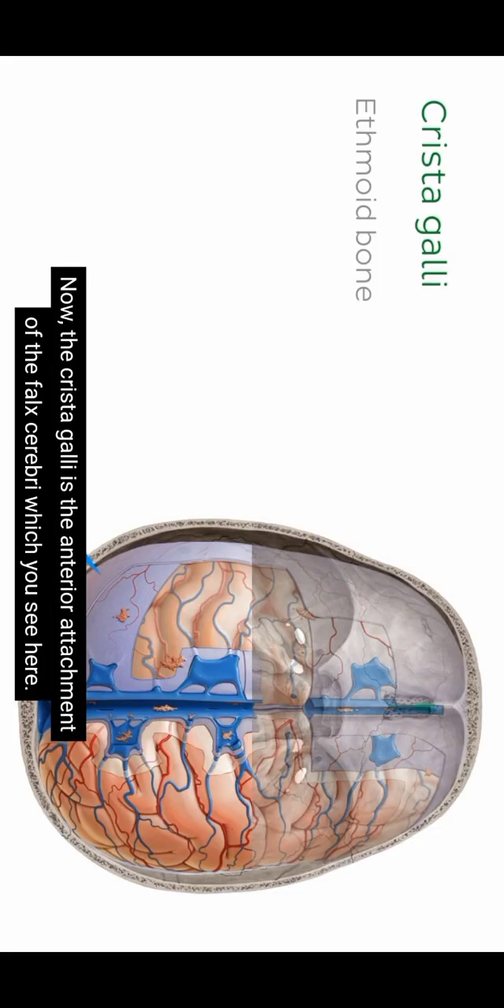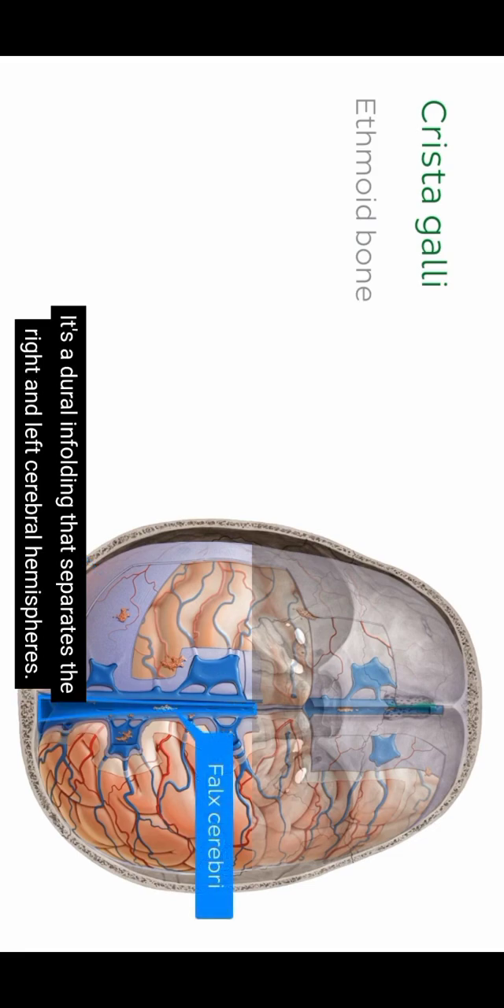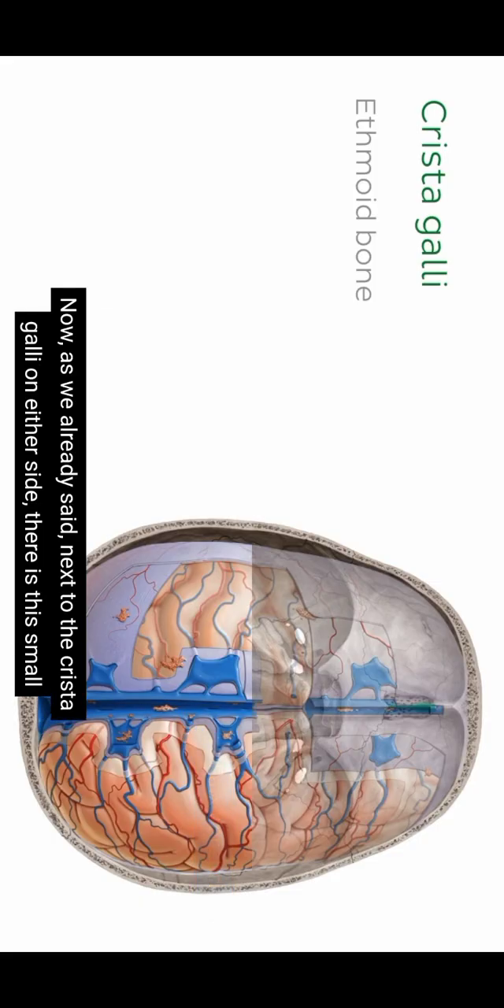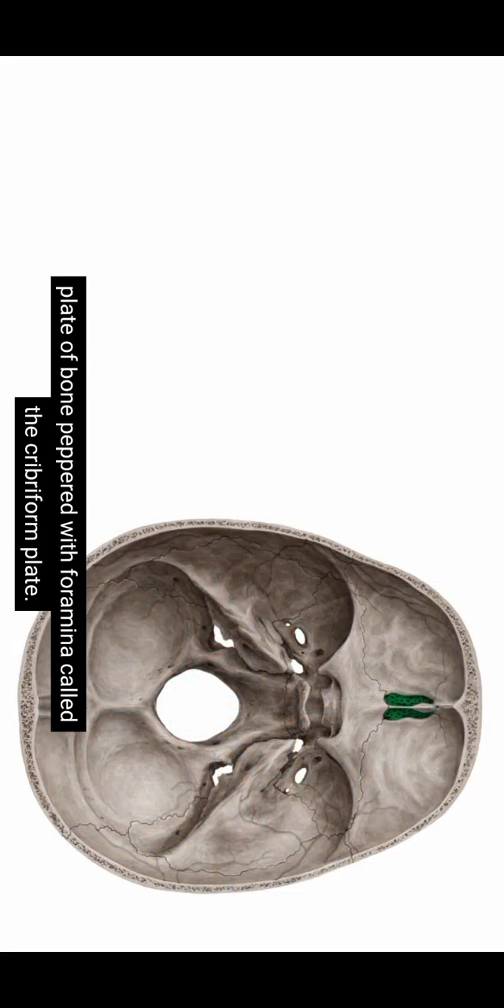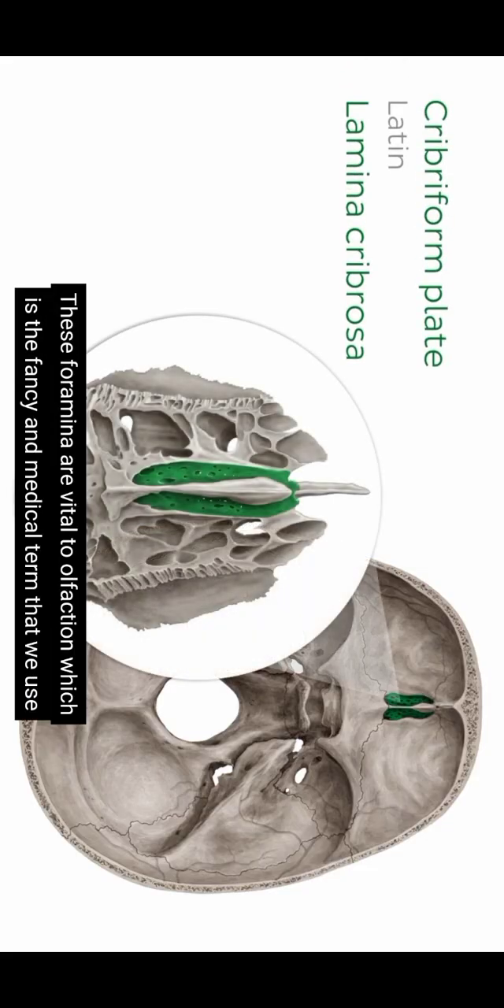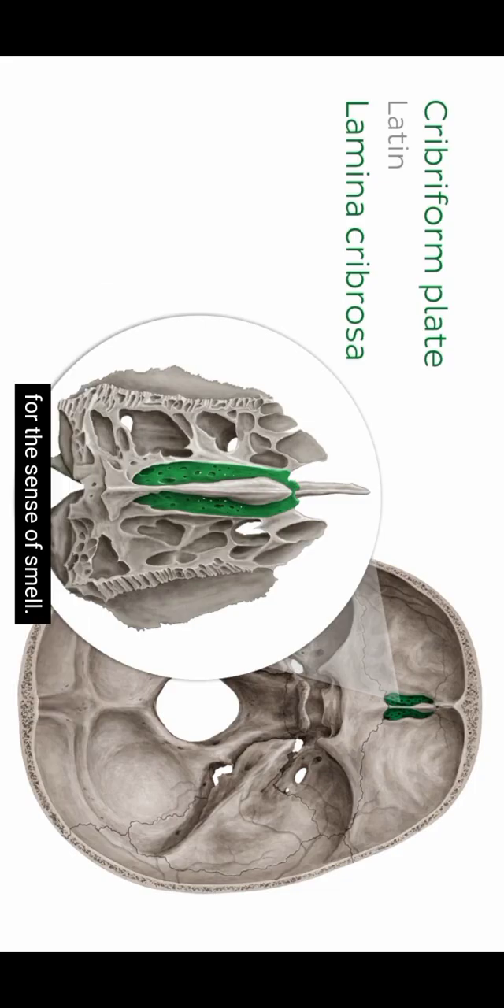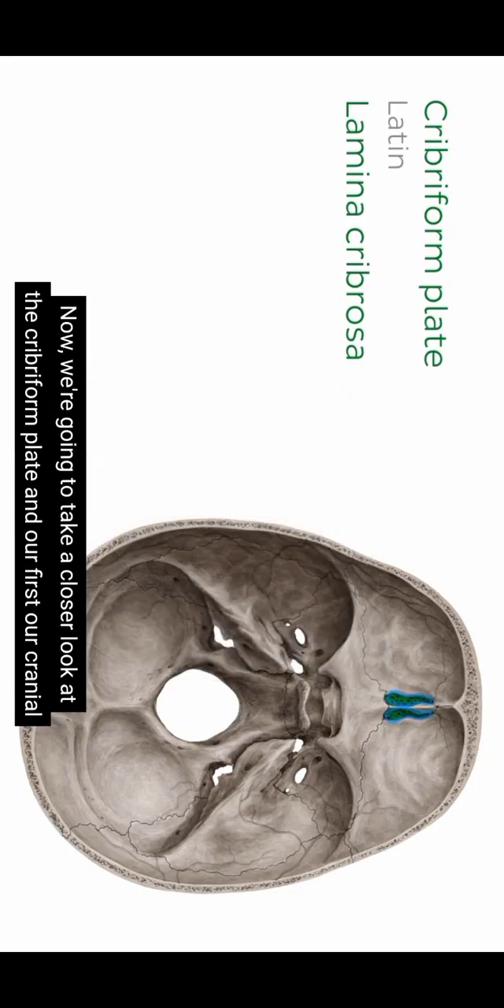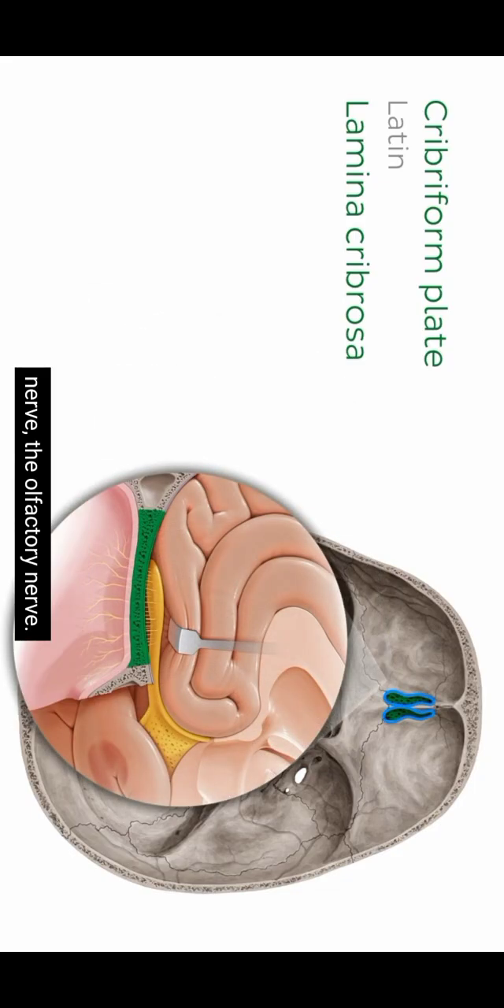Now, the crista galli is the anterior attachment of the falx cerebri, which you see here. It's a dural infolding that separates the right and left cerebral hemispheres. Now, as we already said, next to the crista galli on either side, there is this small plate of bone peppered with foramina called the cribriform plate. These foramina are vital to olfaction, which is the fancy medical term that we use for the sense of smell.